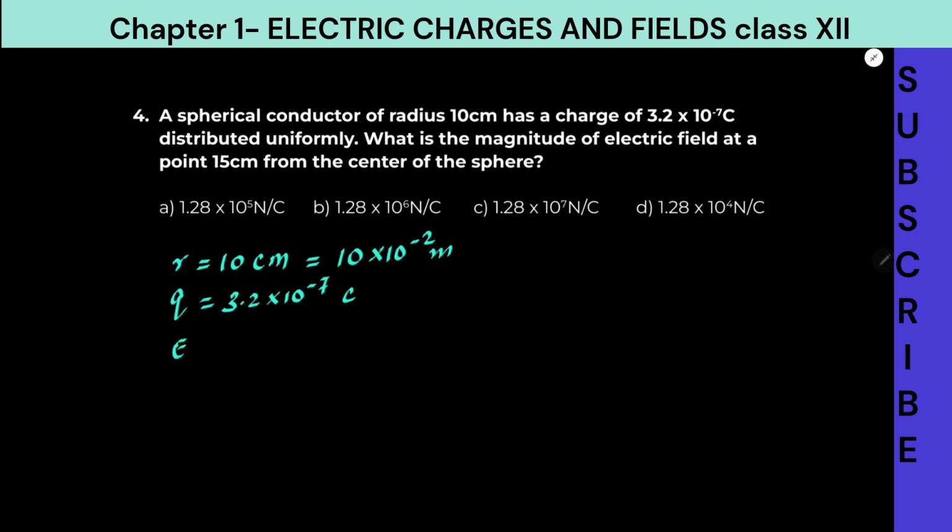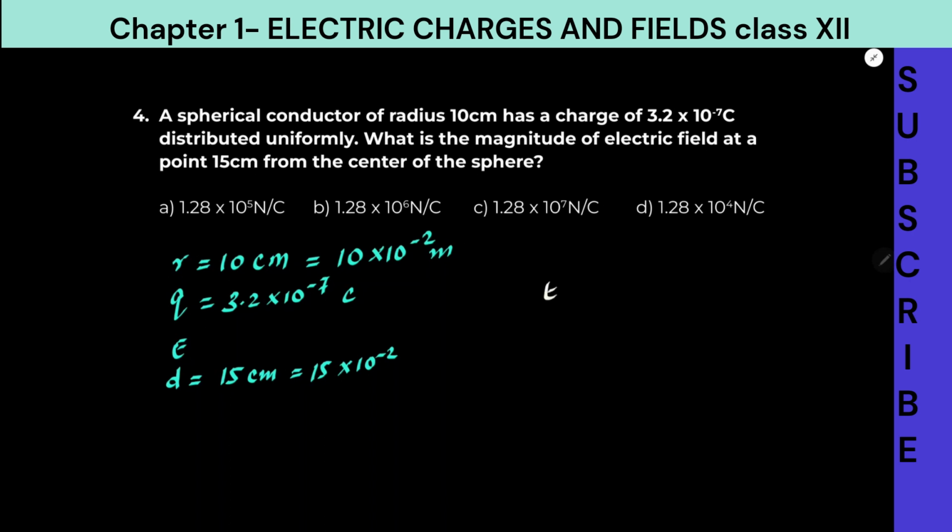We have to find what? Electric field. Now the electric field we have to find at what point? 15 centimeter. So 15 centimeter should be our distance. Let's call it D, and that is 15 centimeter, so it will equal 15 into 10 to the power minus 2. Be very careful. This R is given just to confuse you, right? We have to find at 15 centimeter what will be the field.